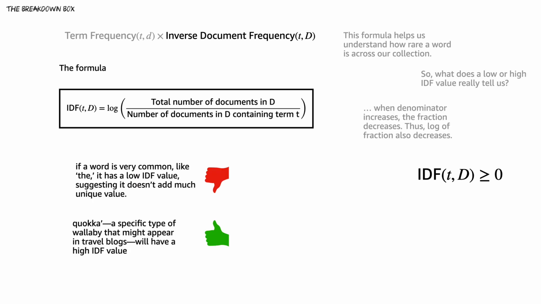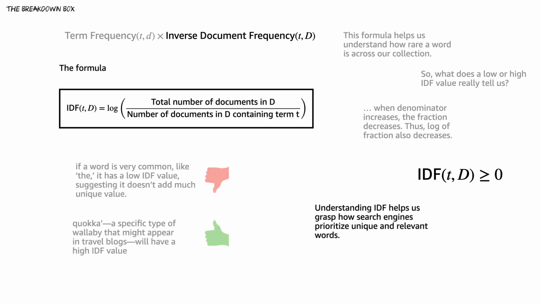So in simple terms, if a word is very common like "the", it has a low IDF value, suggesting it does not add much unique value. On the other hand, a word like "quokka", a specific type of lullaby that appears in travel blogs, will have a high IDF value, indicating it carries more significance in identifying unique documents. So understanding IDF helps us grasp how search engines prioritize unique and relevant words.